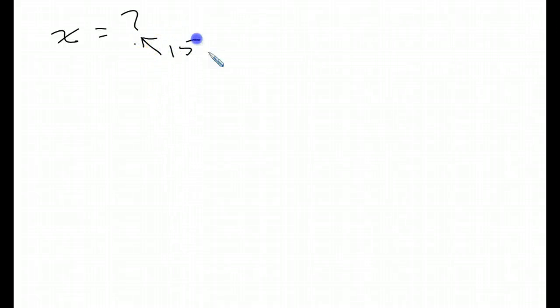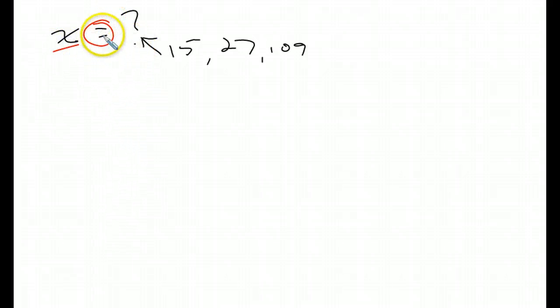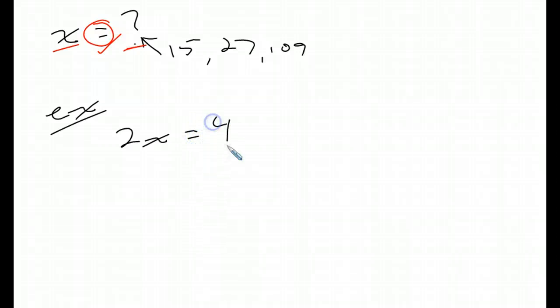When we're solving equations, we want something to have x equals some number. Could be 15, could be 27, could be 109. It doesn't matter what it is, but we want x and we want equals some number. Notice that we have the variable on one side, the equals sign, this is very important, and then the number on the other side.